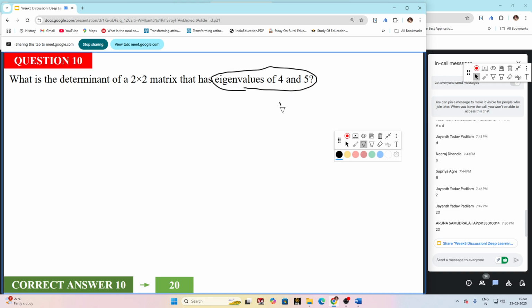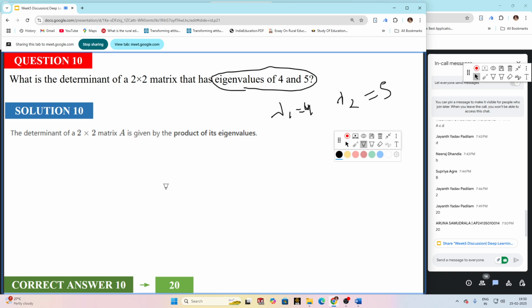So here the eigenvalues are lambda 1 equals 4 and lambda 2 equals 5. Just multiply 4 and 5, that is 20. So 20 will be your answer, or the determinant of the matrix. Again, this is a property of eigenvalues. So 20 is the correct answer. This is an integer type question, I think, so that is why 20 is the correct answer.